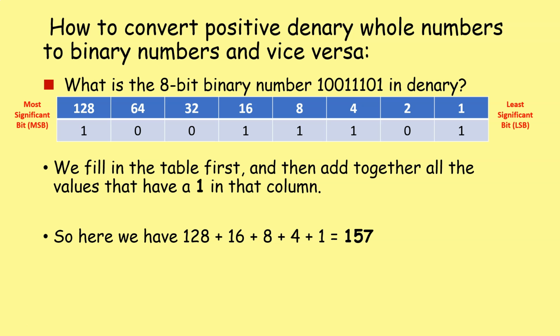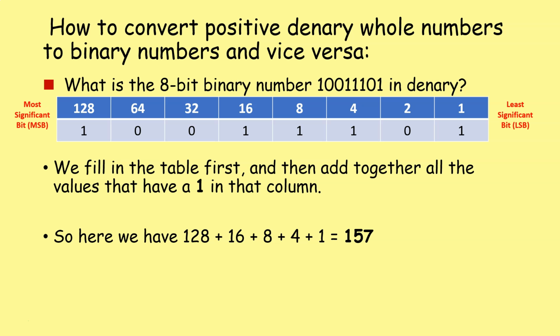Reverse. Let's go from a binary number to a denary number. So we've got the number 1001101. We create our table, we fill in all the values, the ones and the zeros, and we say if there's a 1 in that column, we add that value together. So if you look at that column, we've got 128, there's a 1 there.